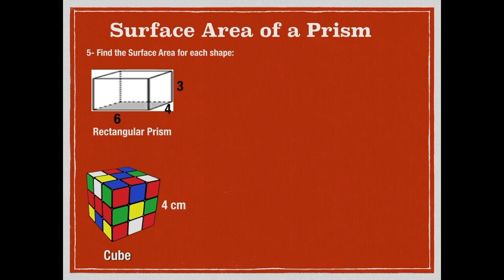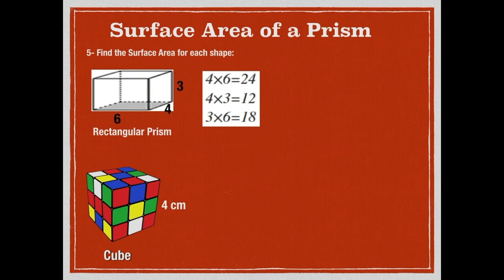One more example for quick review. To calculate the surface area, we multiply the 3 dimensions 2 by 2. For example, 4 and 6 multiply, 3 and 4 multiply, and 3 and 6 multiply. You get 3 areas. Add them to get 54. That's half the surface area of the prism. Double it to get the surface area of your rectangular prism.